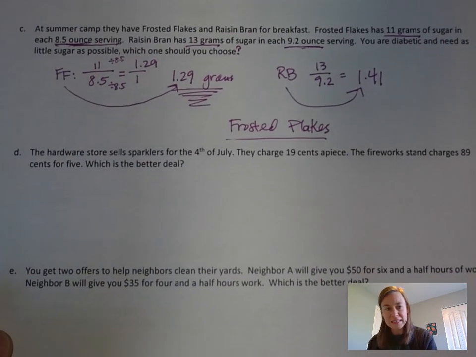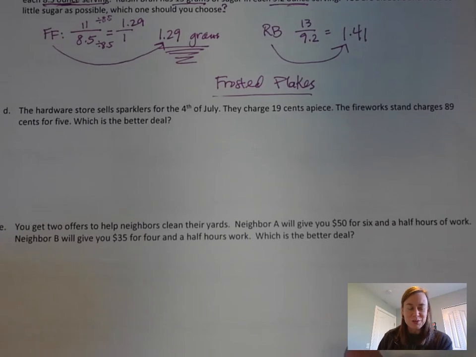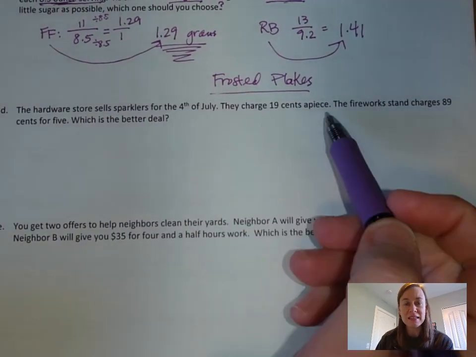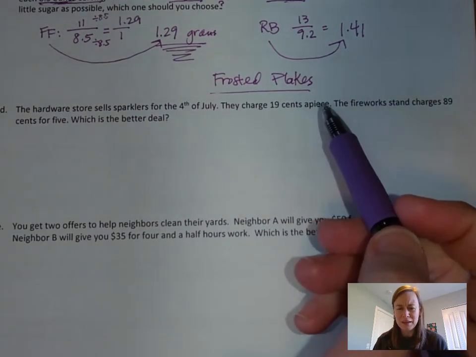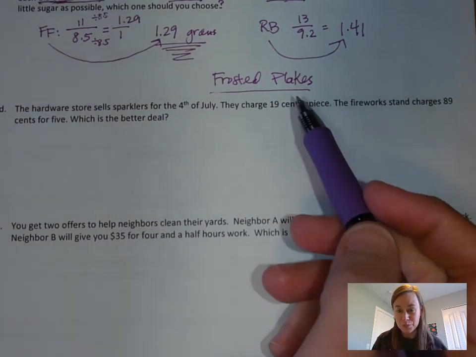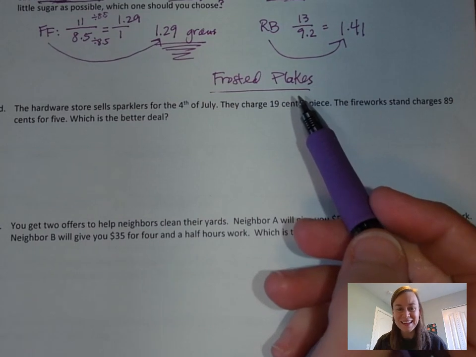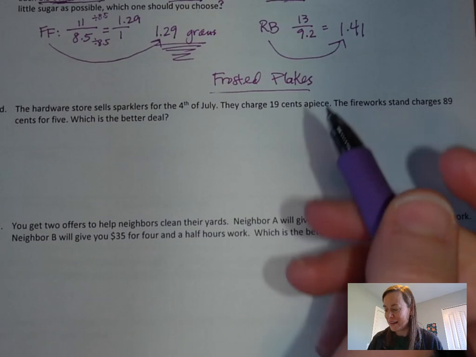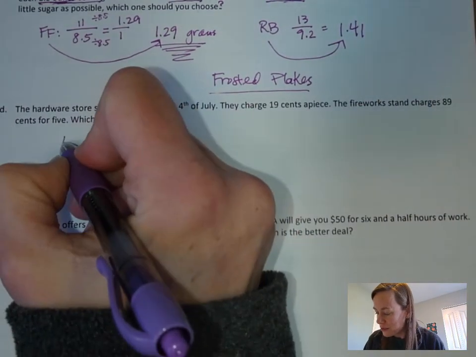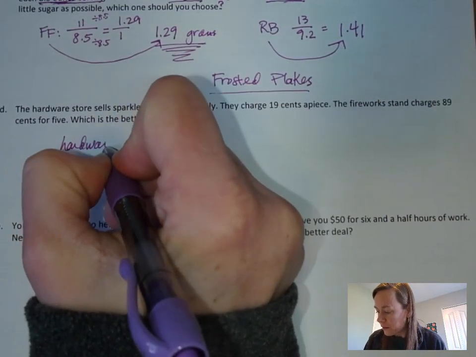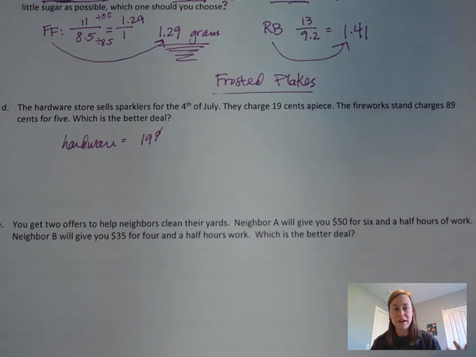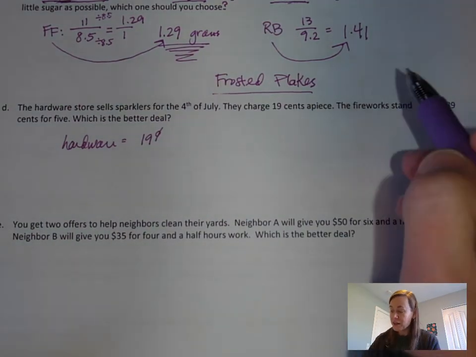Let's go on to part D. The hardware store sells sparklers for the 4th of July. They charge 19 cents a piece. What does that mean? That means 19 cents for one sparkler, right? Okay, so it looks like we don't even have to find the unit rate of that one. We already know. So for the hardware store, it's just going to be 19 cents for the unit rate. We already know that one. Now let's figure out the next one.